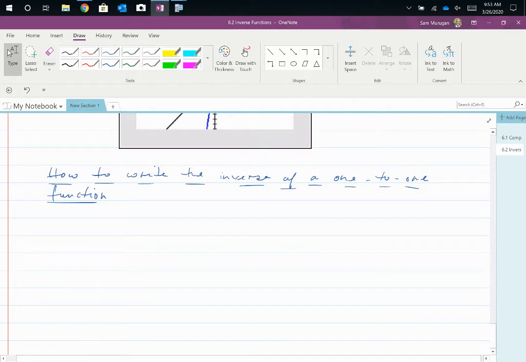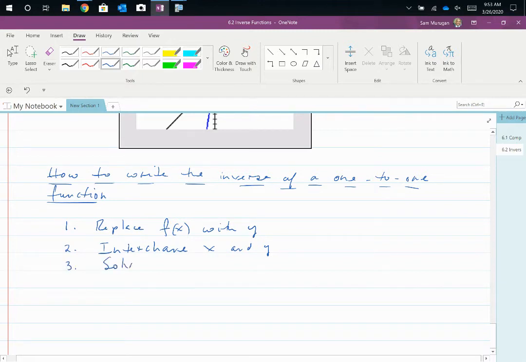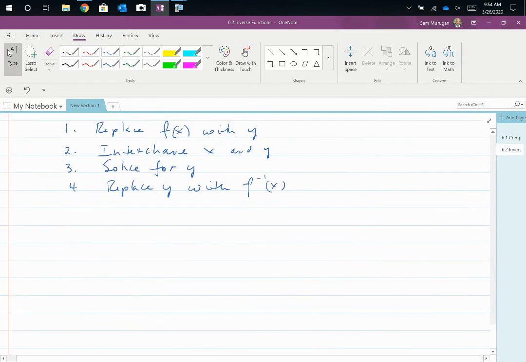Okay, now how to write the inverse of a 1-to-1 function? A couple of rules. One, replace f of x with y, interchange x and y, solve for y, then replace y with your function notation f inverse of x.